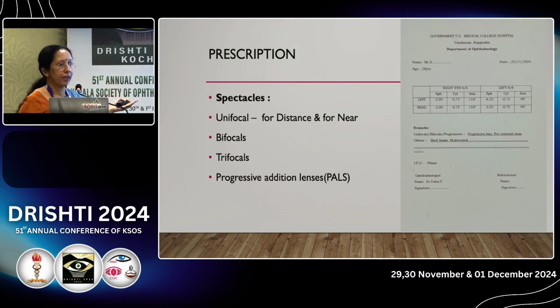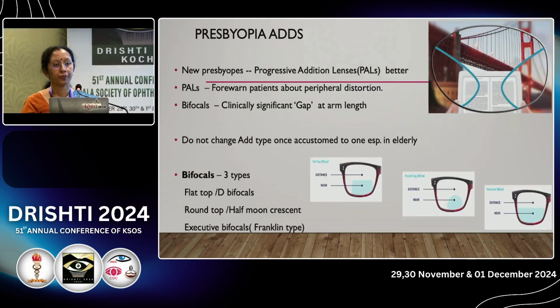Now, after finding the distant correction and near add, you have to give the spectacle prescription to the patient. For under 40 years, the spectacles can be unifocal, which can be used for near and distance. And if the patient is over 40 years, a presbyopic patient, you will have to give either bifocals or multifocals such as trifocals or progressive addition lenses.